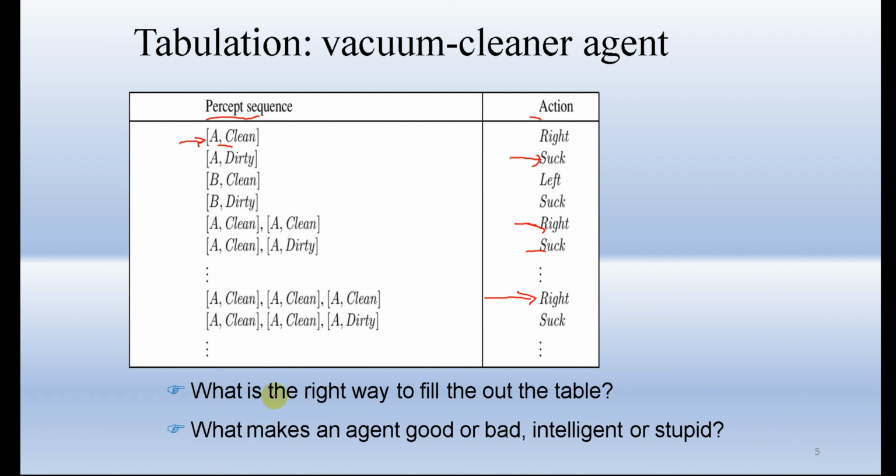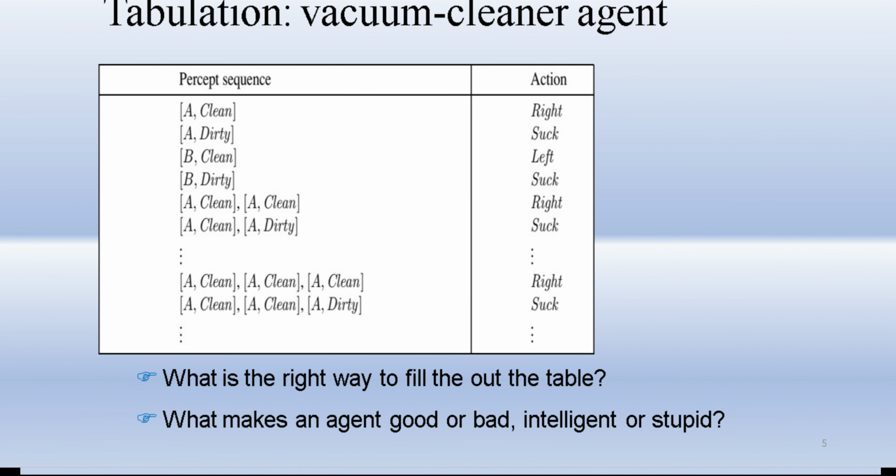There are two questions: what is the right way to fill out the table, and what makes an agent good or bad, or intelligent or stupid? It depends on the intelligent capability and also the agent's goal. An agent that is able to consistently achieve its goal is a good agent and an intelligent agent. An agent that is unable to achieve its goals is a bad agent and also a stupid agent.